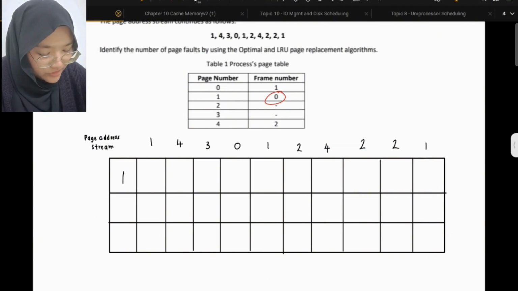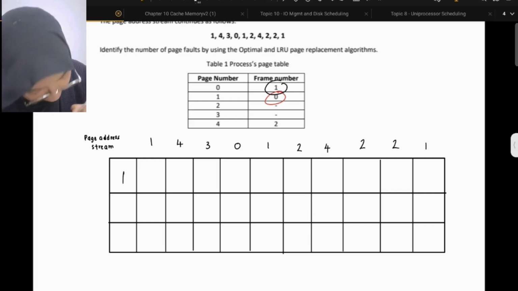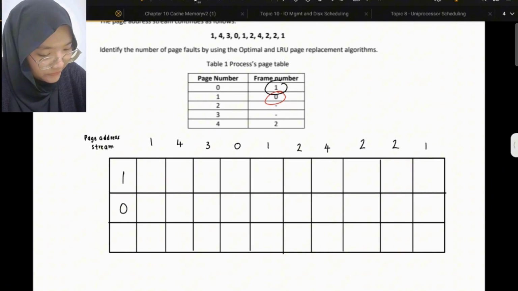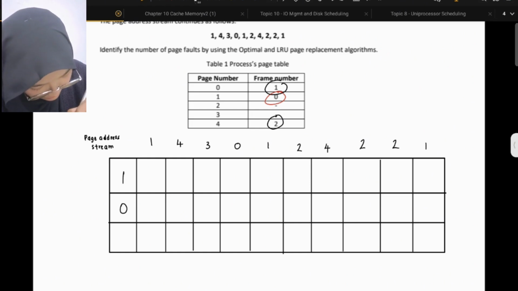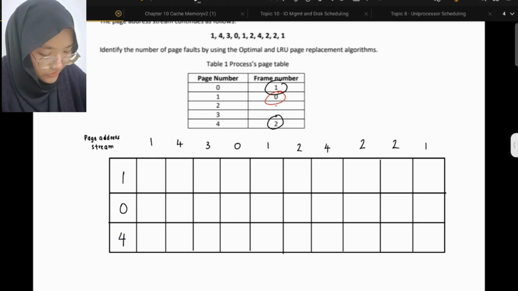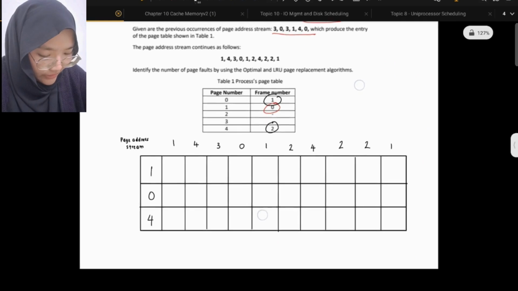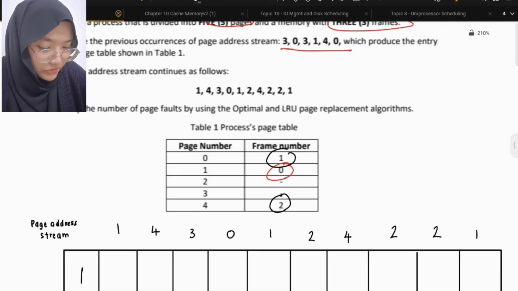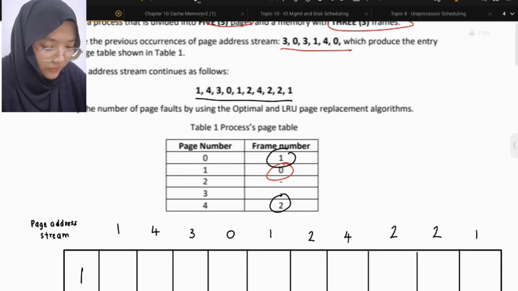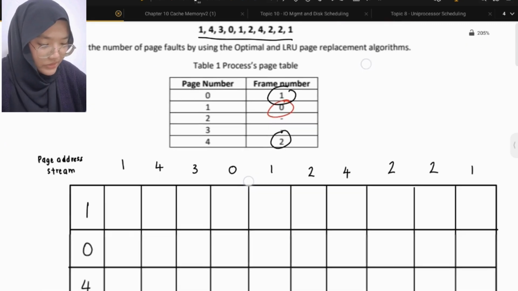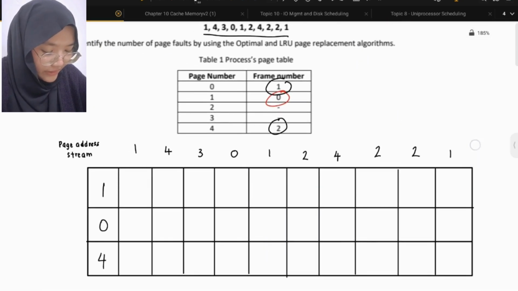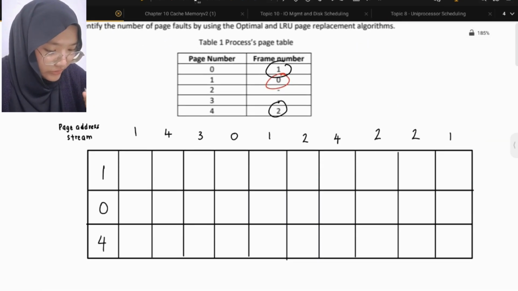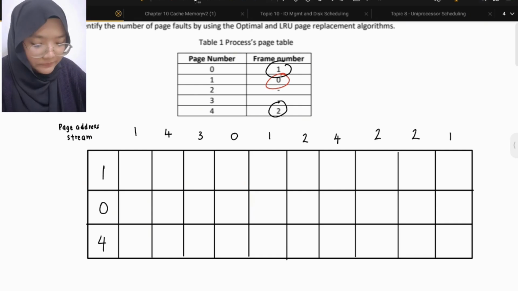And frame number 1 has page number 0. And the last frame, frame number 2, has page number 4. So the first number we're going to have is 104. And the page address string continues as follows: 14301242221.